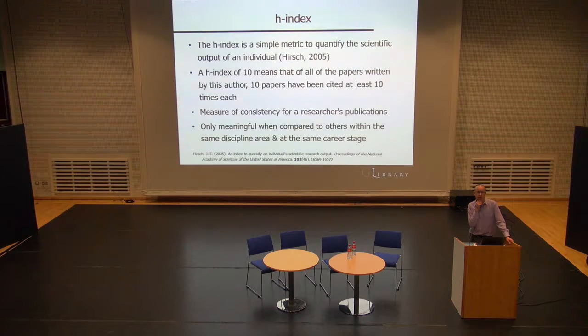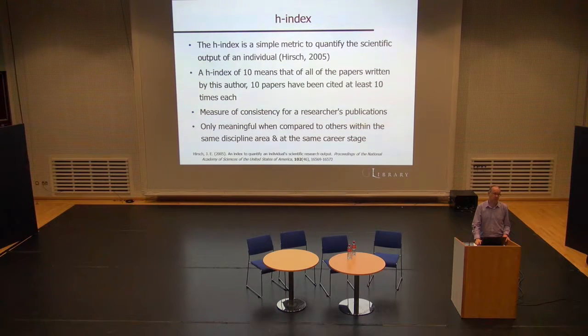The best way to explain the H-index is with an example. If you have an H-index of 10, it means that of all the papers, articles, or books written by the author, 10 of them have been cited at least 10 times each. It's really important that you only compare people within the same discipline. Traditionally, citations are lower in arts and humanities than in some of the science or medical disciplines, based on the number of outputs, being journals or books, and things like that. And it's important that you only compare people at the same stage of their career.